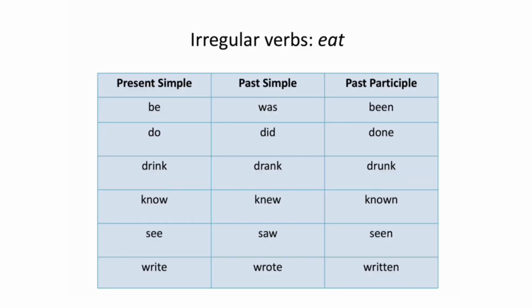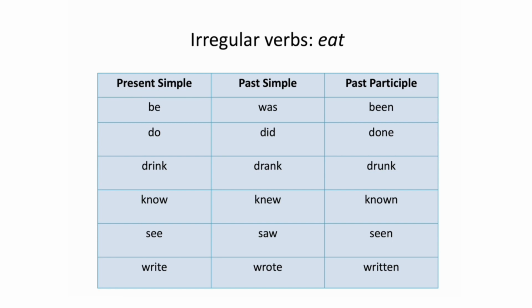Finally, we have many irregular verbs that are different in all three conjugations of the present simple, past simple, and past participle. Be, was, been. Do, did, done. Drink, drank, drunk.